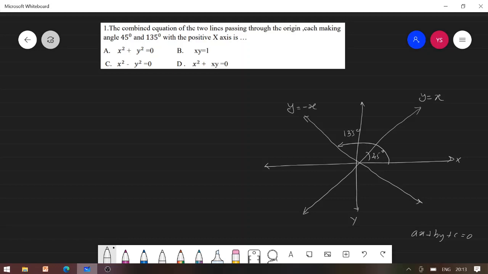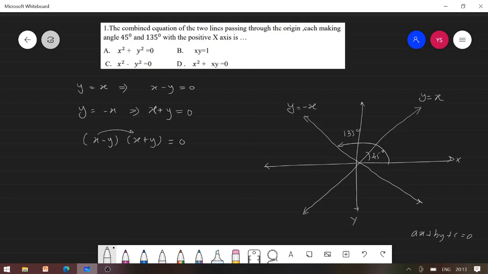Convert both equations into standard form. We have y equals x, which implies x minus y equals 0, while y equals minus x implies x plus y equals 0. Now for finding the combined equation, we have (x minus y) into (x plus y) equals 0.